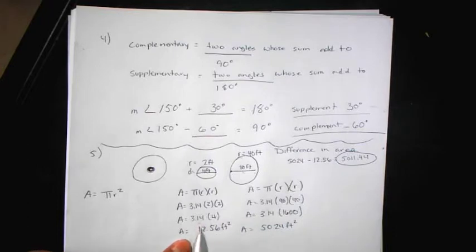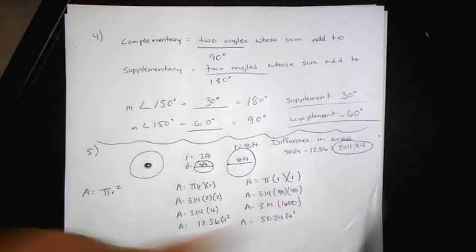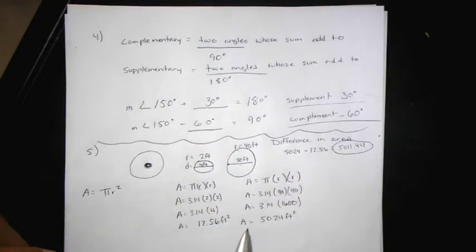I guarantee you guys in the STAR test, this is going to be your answer A, this is going to be your answer B, this is going to be your answer C, just to make sure that you're checking back with the original question. Okay, so that's how you solve problem number 5.